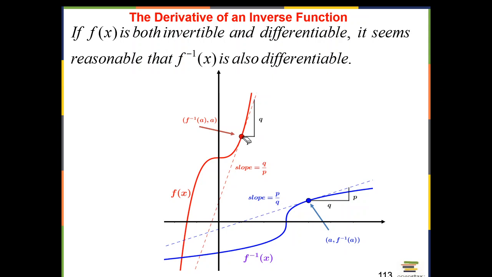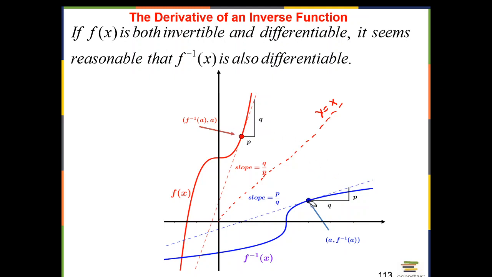So if this point, the reflection of this point with respect to what? With respect to y equals x, which is basically right here in the middle, right? That's y equals x. So the reflection of this point would be, of course, this point. And the slope of the tangent line at this point on this function, which is the inverse of that function. These functions are inverses of each other.